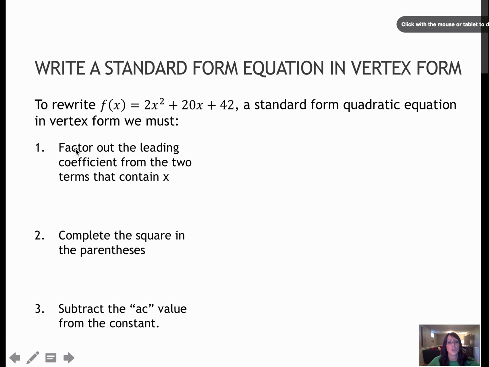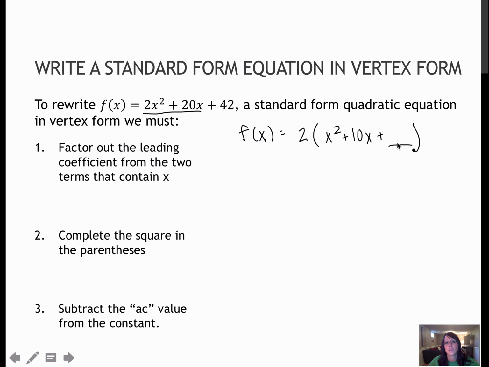First thing I'm going to do is factor out any GCF between the first two values, the x squared and the x value. So I'm going to start with f of x. I'm going to take the 2 out of these two terms. That's going to leave me with x squared plus 10x, and I'm going to leave a plus blank, and then I have a plus 42, and I'm going to go ahead and put minus blank.